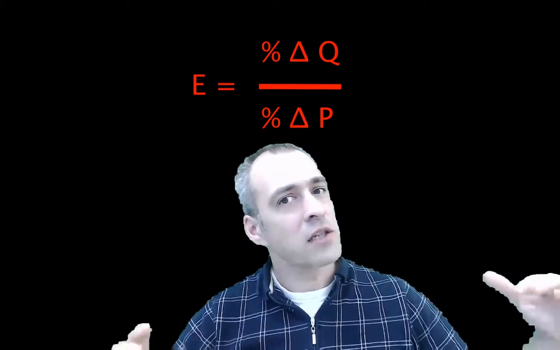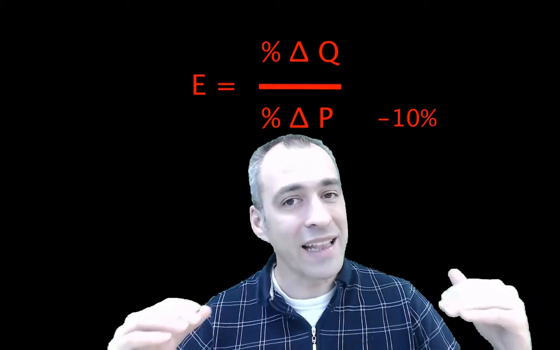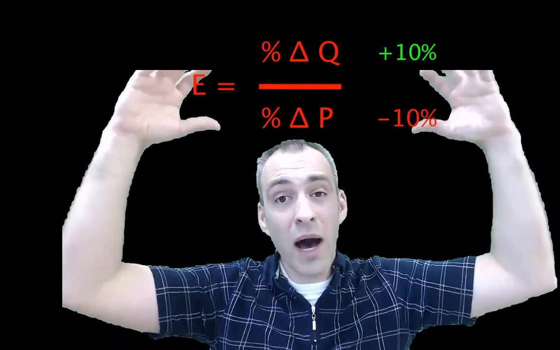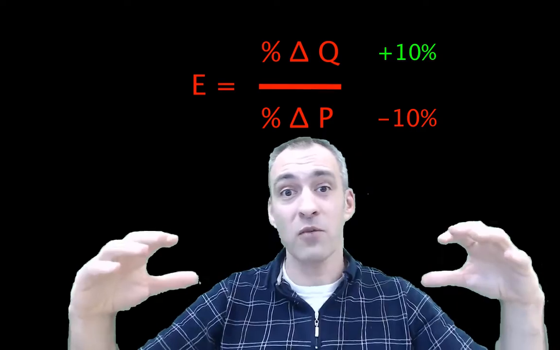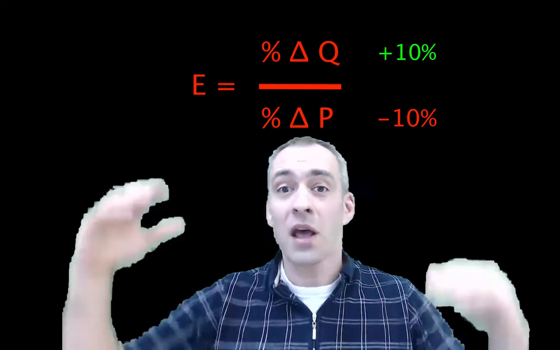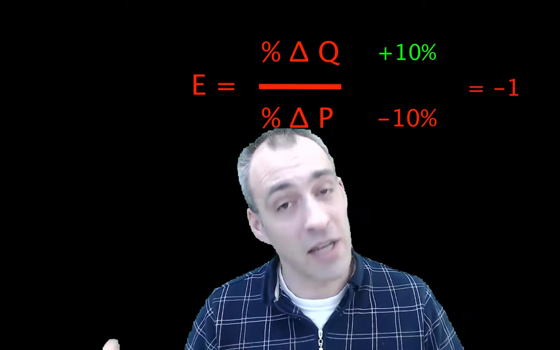If you drop price by 10%, you're going to lose money unless you can get the number of people who buy to go up by 10%, right? Because if you make 10% less per unit, but you sell 10% more units, it's a wash. You end up with the same revenue.